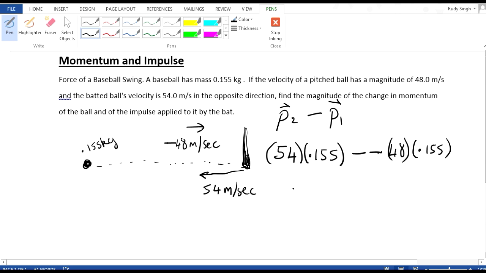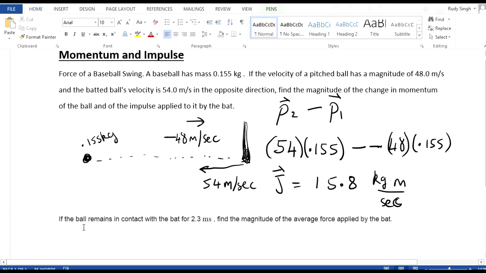Okay. So meters per second times kilograms. So my answer is going to be in kilograms meters per second. And we worked that out. That works out to be about 15.8 meters kilogram per second. So what is that change in momentum? Of course, that's what we defined as the impulse. And so the impulse is 15.8 kilogram meters per second. Sometimes I write it as kilograms meters per second. Doesn't really matter. The same units. That's my impulse.